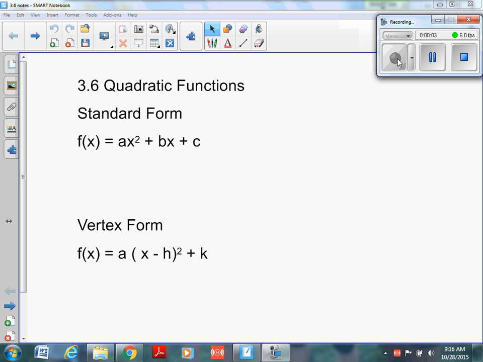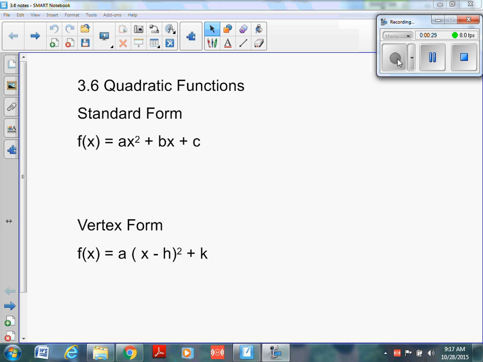Okay, quadratic functions. We're going to talk about standard form and vertex form of a quadratic equation. Linear equations have three forms. Do you guys remember the three forms for linear? Y-intercept form. Do you remember y-intercept form? Then there was standard form also, the ax plus by equals c. And then that third one was y minus y1 equals m, x minus x1.